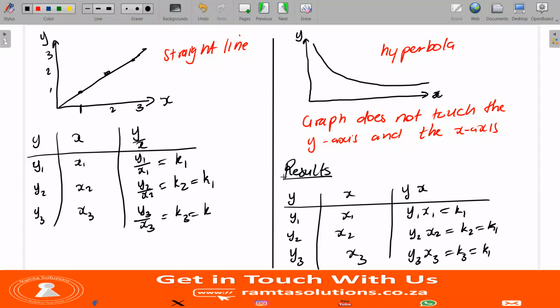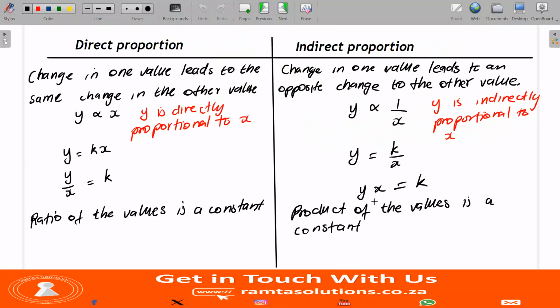Then it means y is inversely proportional to x. You are going to see these when you do your experiments, or sometimes even in your exam, where they will give you experiments. This is how you say that one value is directly proportional to the other or is inversely proportional to the other. When you look at the formulas, if you see it like this, y is inversely proportional to x. If it's like this, y is directly proportional to x.